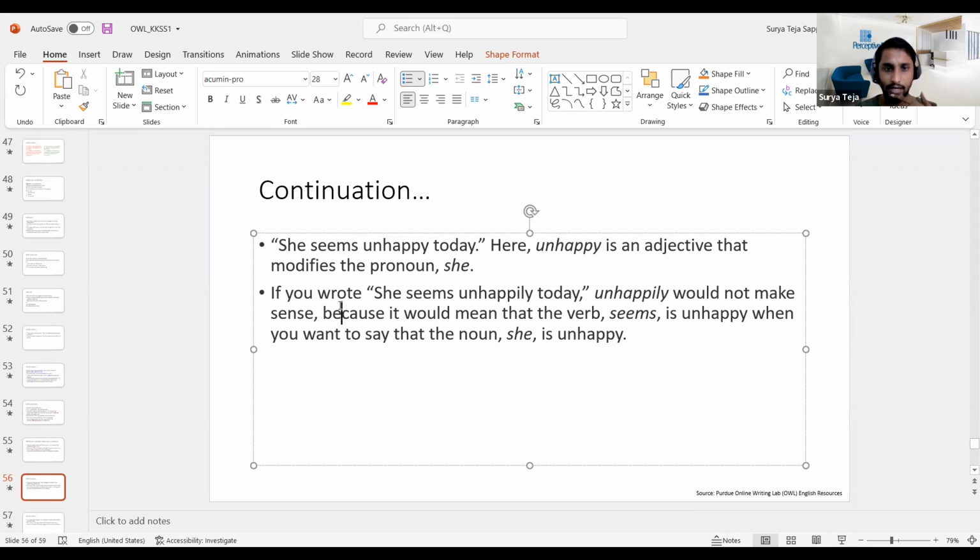If you write it as "she seems unhappily today," what you are saying is the way she is looking, the way the verb seeming makes her unhappy. That is not the sense we want to communicate. What we want to communicate is the condition of that person, not the action of that person. Because we are talking about the condition of the person, it has to be simply unhappy, an adjective. If you just add ly and make it an adverb, we're talking about the verb. So the reader thinks in a different way: the action she is performing is seeming to be unhappy. That gives a wrong sense of the meaning.